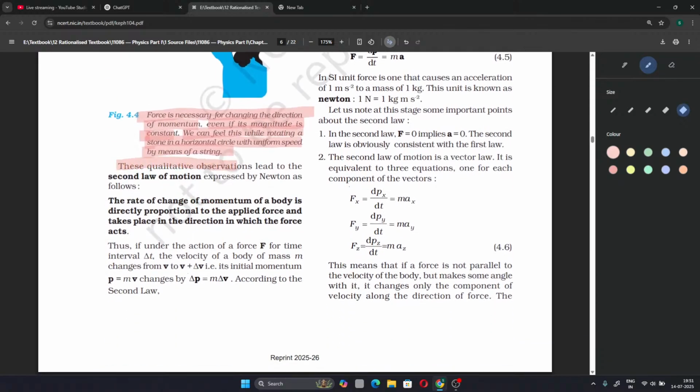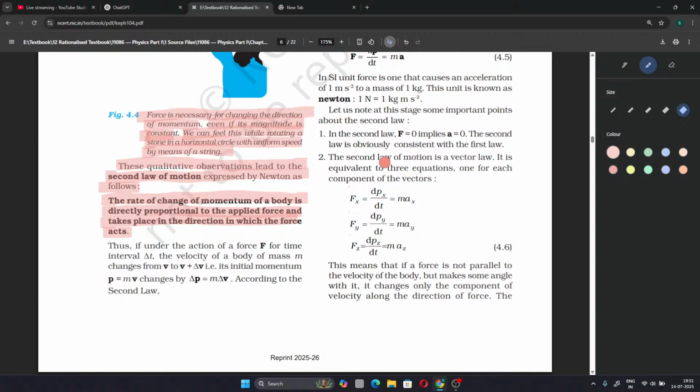These qualitative observations lead to the second law of motion expressed by Newton as follows. The rate of change of momentum of a body is directly proportional to the applied force and takes place in the direction in which the force acts. Let's read that again. The rate of change of momentum of a body is directly proportional to the force applied and takes place in the direction in which the force acts.